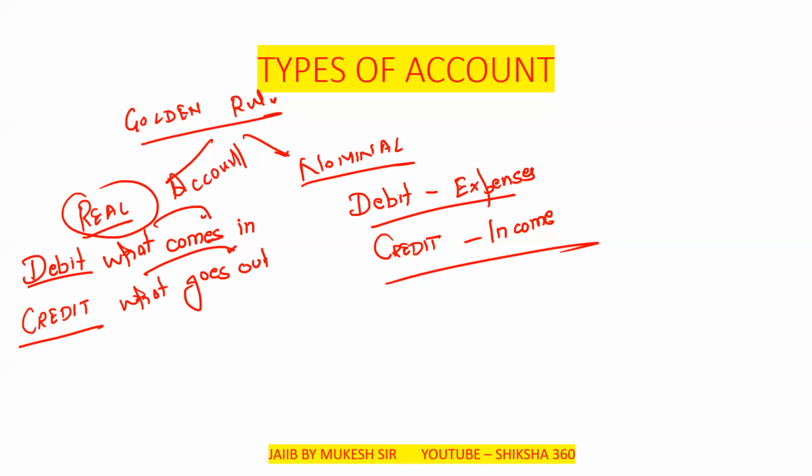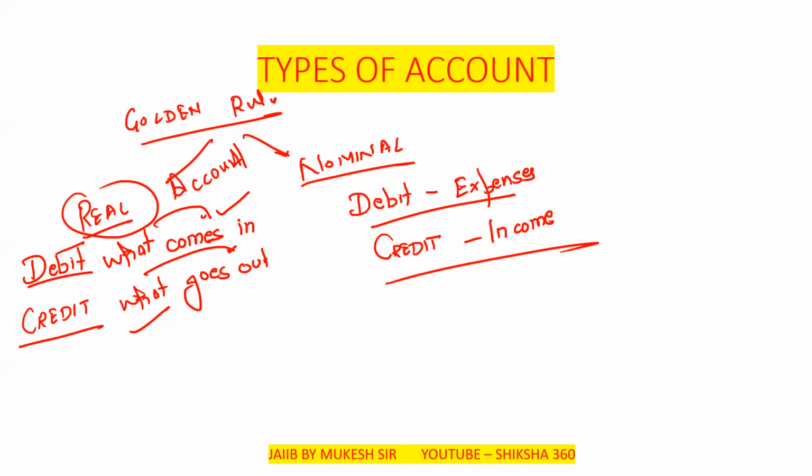So under the real account, basically what we have to do is debit what comes in, credit what goes out, clear? And in the nominal account, basically what we have to do is debit the expenses and credit the income, clear? These things basically we have to do here.